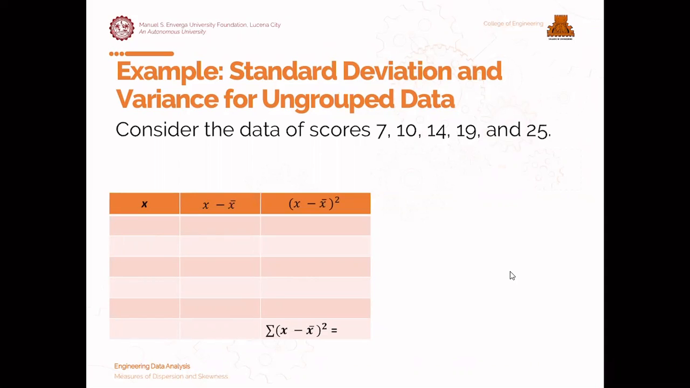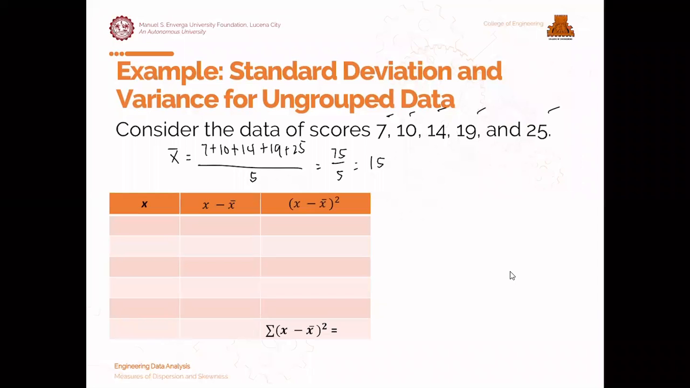Okay? So if we need to get our arithmetic mean, it's just the summation of each data divided by the number of data. So 1, 2, 3, 4, 5. So we have 5 data. So 7 plus 10 plus 14, 19, and 25. That's 75 divided by 5. No? We have 15. Okay?